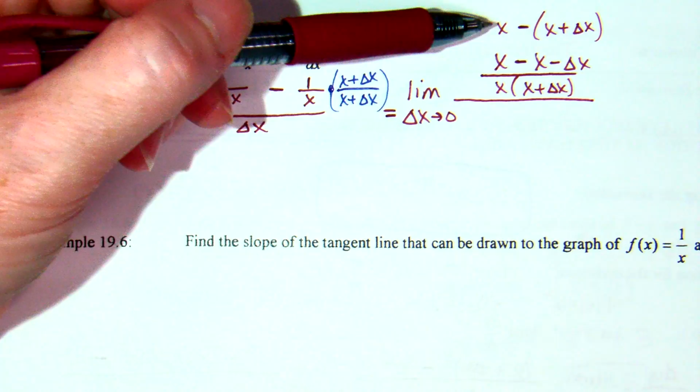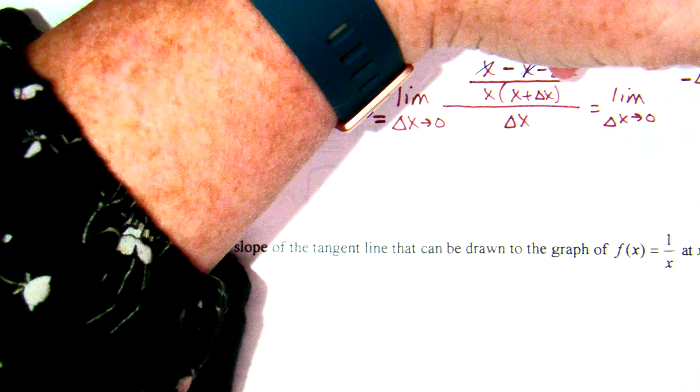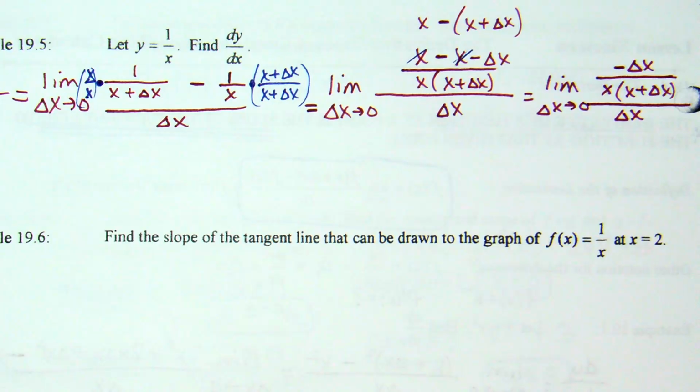X minus x is going to cancel. So the limit as delta x approaches 0. The numerator of the numerator is going to be negative delta x over x times x plus delta x, and then all over delta x. Okay, we're past the worst of it, guys, I promise.